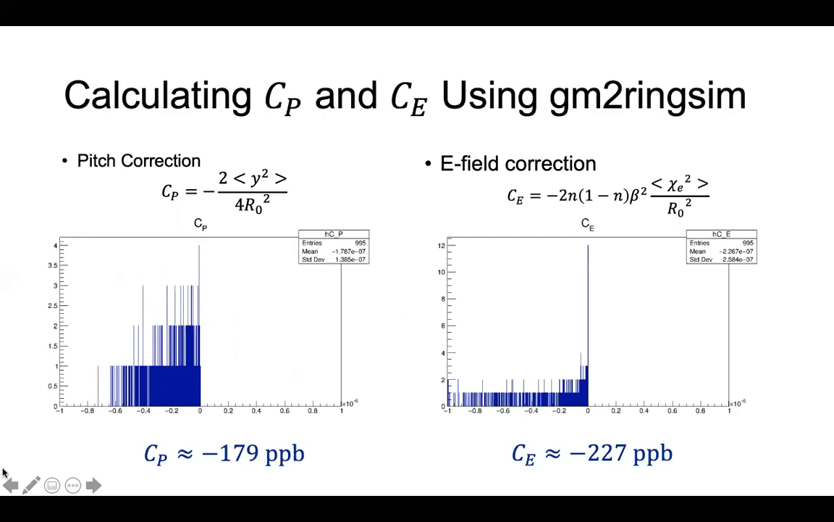So we'll calculate CP and CE. We have to write code to do that. This is by no means a trivial endeavor. This took hours upon hours. And we generate these histograms here. Using GM2 RingSim, we came out to a pitch correction of negative 179 parts per billion, and an E-field correction of negative 227 parts per billion. And these are the histograms that show that.